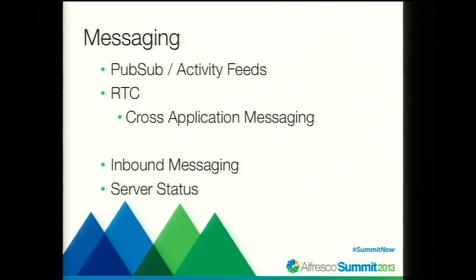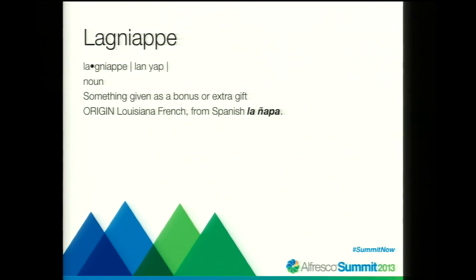And we also need to be able to support inbound messaging. So we talked a little bit about the JP Morgan example, but we'd be able to take all of that information that's going through an XMPP server and persist that back into Alfresco. And the administrative side of that, so being able to provide server status as part of that.